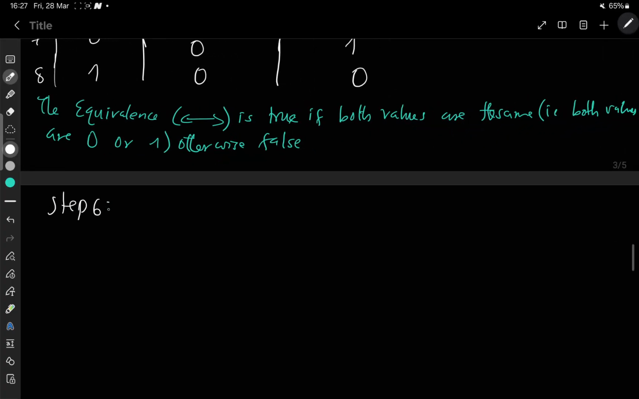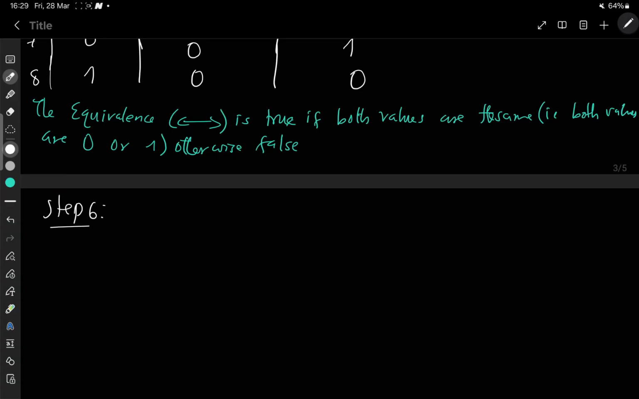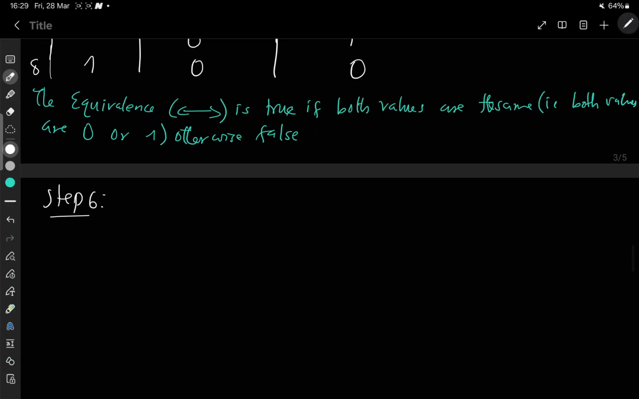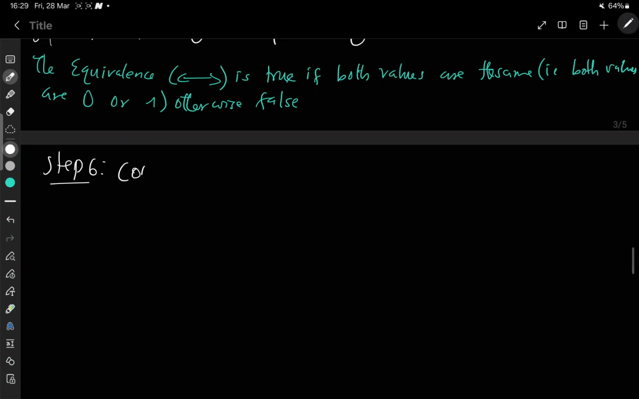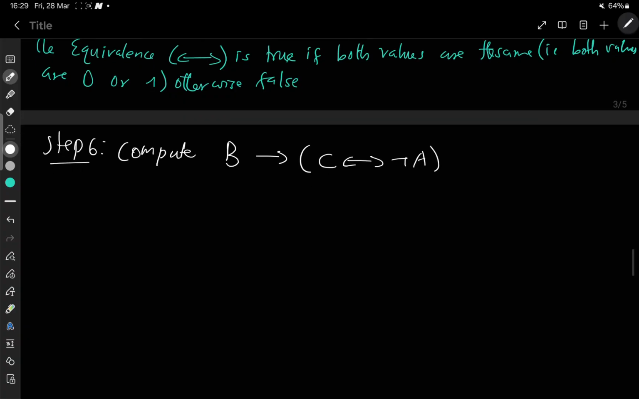Step 6. In this sixth step, we're going to compute B implying C, or implication by the implication of the negative of A.